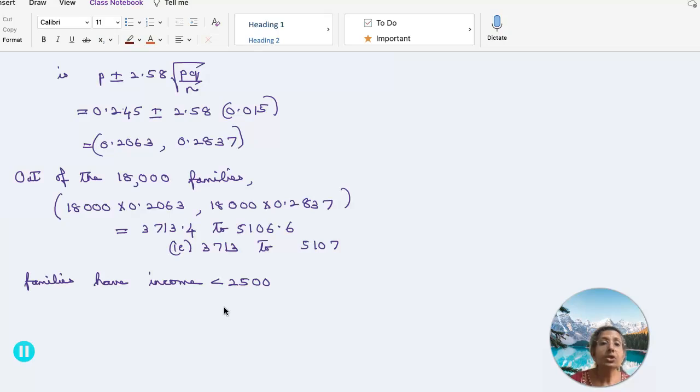So we have seen how to calculate the probable limit, standard error, and how to check if a particular hypothesis is unbiased. Thank you.